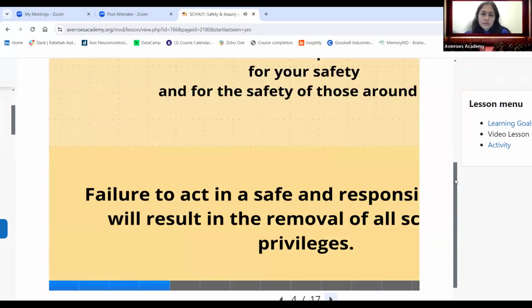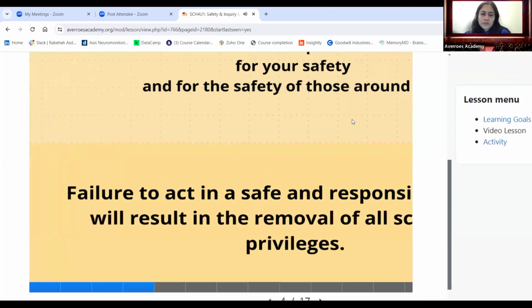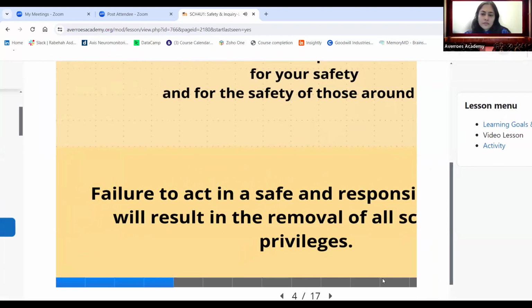So the first note when it comes to lab safety is that you are responsible. You are responsible for your own safety as well as for the safety of those around you. It depends on you. And failure to act in a safe and responsible manner will result in the removal of all science lab privileges.